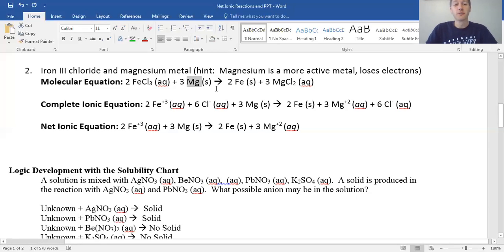So anyway, we see our net reaction here then. The iron over here is floating around with his big positive charge. And then there's a chlorine with his negative charge. The magnesium here is solid. So he has no charge, he has his electrons.